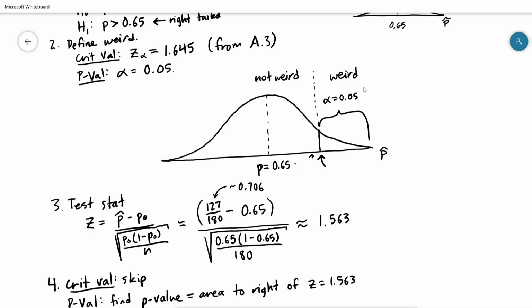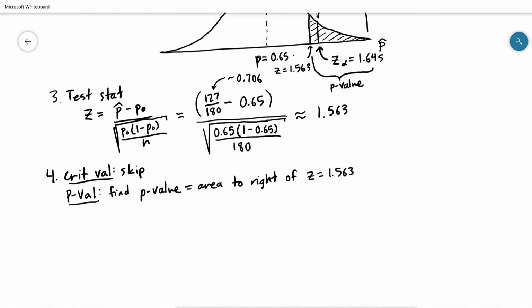Okay, so there is where our z sub alpha fell. This was our definition of weird. That was the 1.645. Here's where our actual result fell. Our test statistic z equals 1.563. The p-value is now going to be this area. I need to find that area. So I want to figure out this large area here. The area to the right of z equals 1.563. So if I just round that to 2 decimals so I can use table A2, that's what we're going to do to find this.